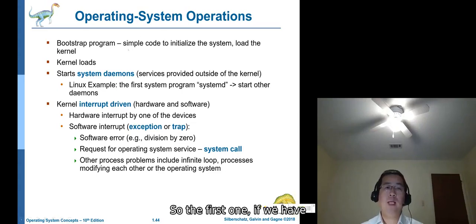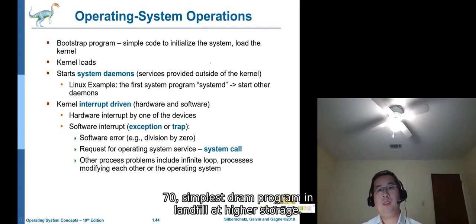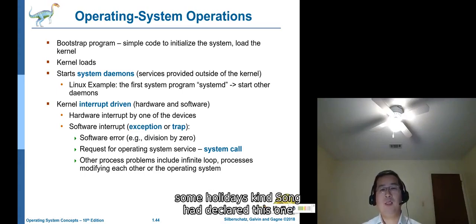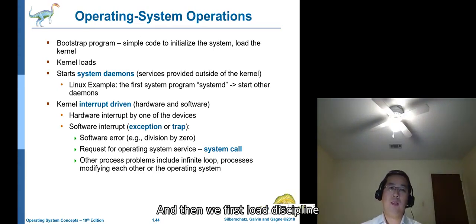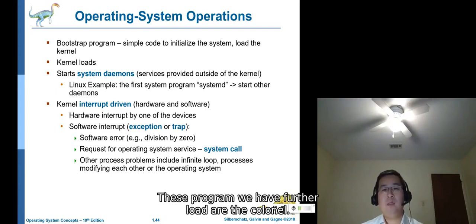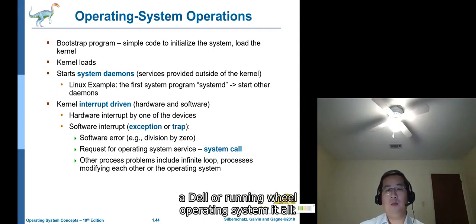So the first one, in fact, we have the bootstrap program. Usually we will save this bootstrap program in a non-volatile storage, for example flash memory or some hard disk and so on. Correct? Because this one must always be there. Once the power is there, we first load this bootstrap program into the memory. So this one is like the commander. This program will further load the kernel, that means the most necessary, important part of the operating system that will always be there or running when your operating system is on.